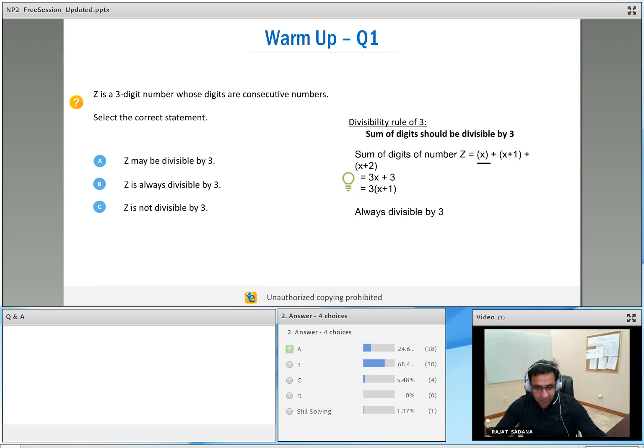So fairly simple. For those of you who said maybe divisible by 3, the key thing to remember is that for a number to be divisible by 3, the sum of its digits should be divisible by 3.